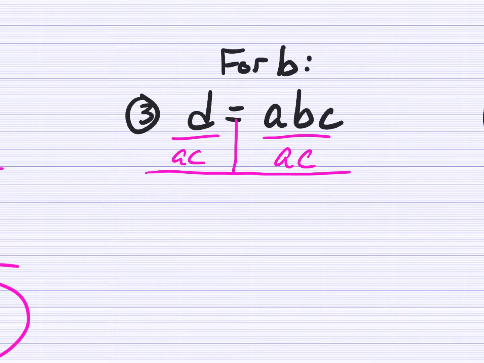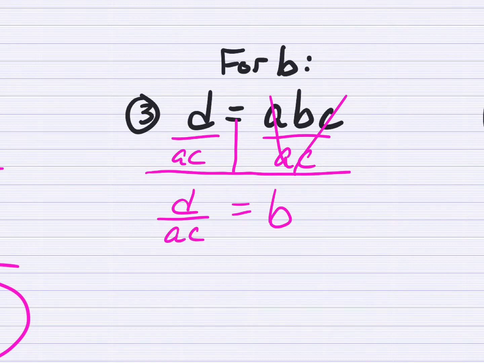And again, I'm just going to get rid of those in the same step. So on the right-hand side, they both cancel out, and I get the variable b all by itself. And on the left-hand side, I get d divided by ac, and that's a fraction that doesn't reduce, so I'm done right here.